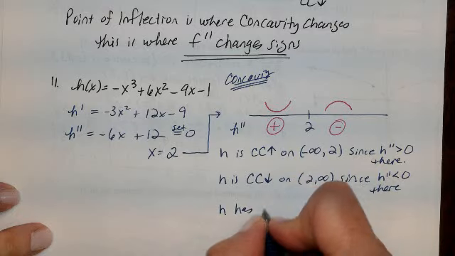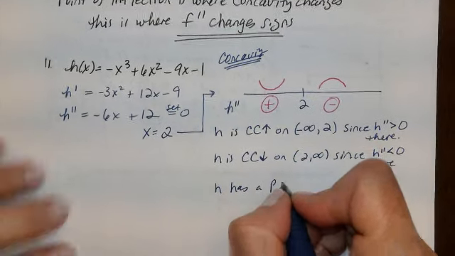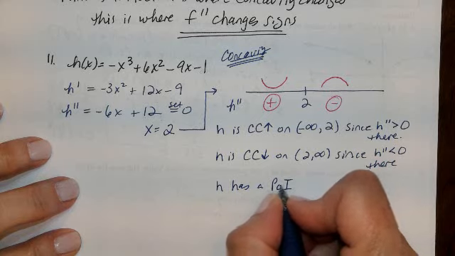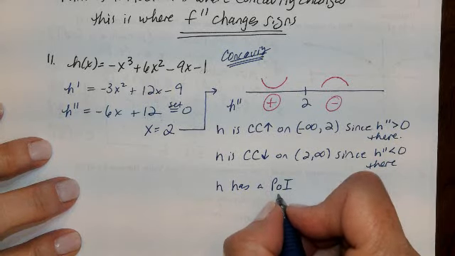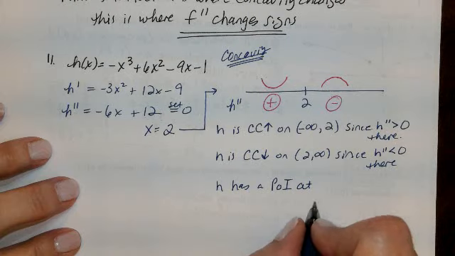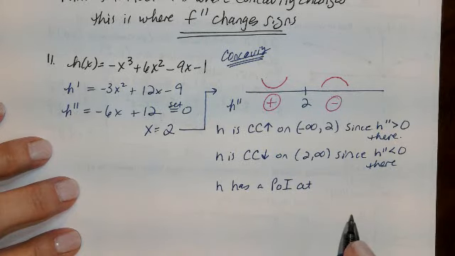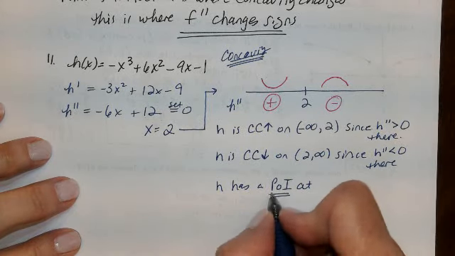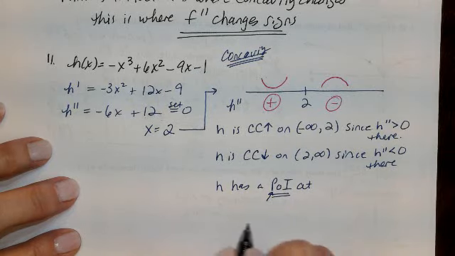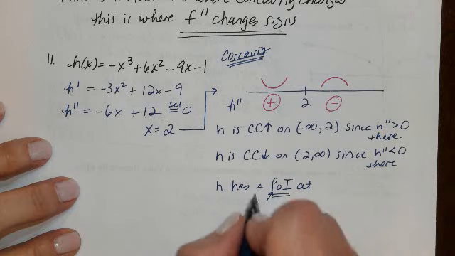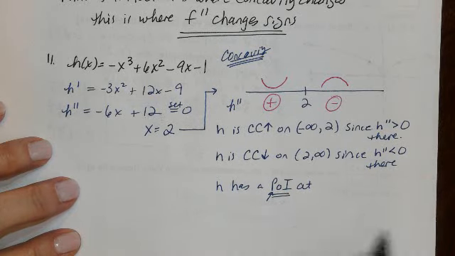And h has a point of inflection. We abbreviate point of inflection as POI. I use a little lowercase o because it's only an "of", at. It occurs at x equals 2, but a point of inflection is a point. That's why it's a point of inflection. They don't call it the x value of inflection. They call it the point of inflection.